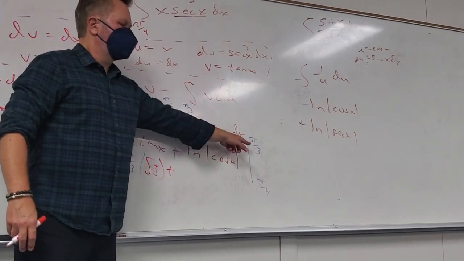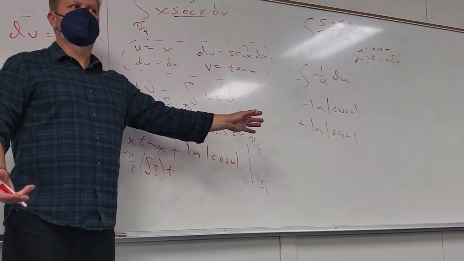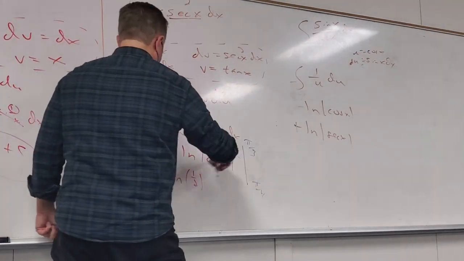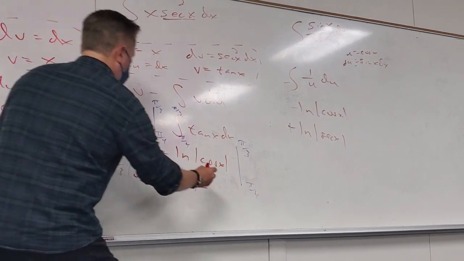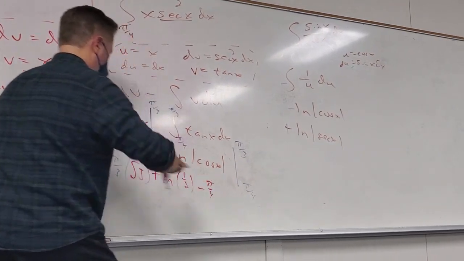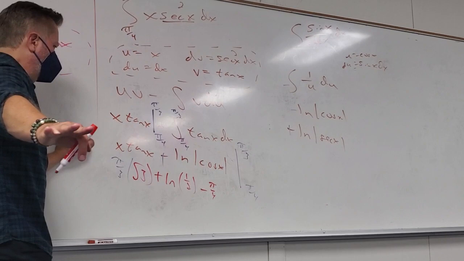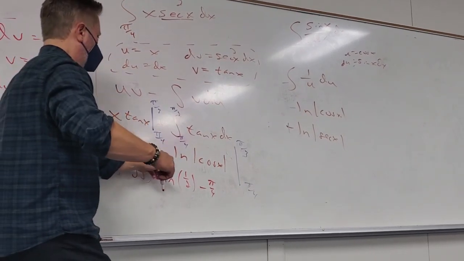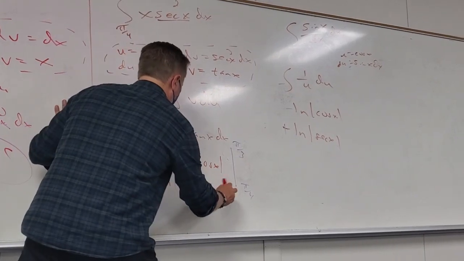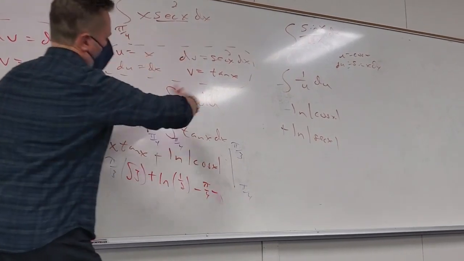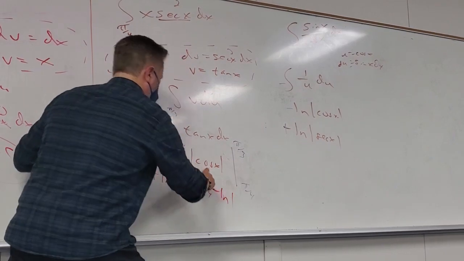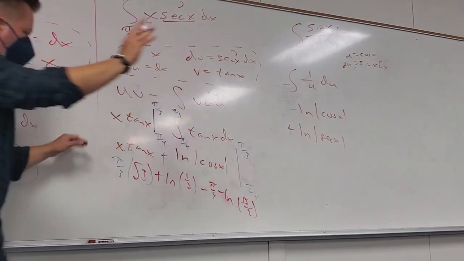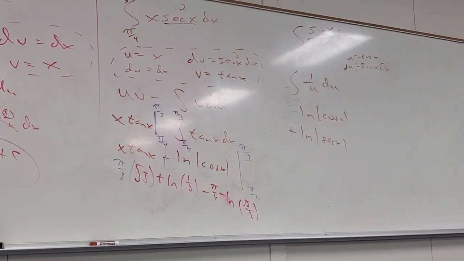So what's the cosine of pi over 3? 1/2. So you get the natural log of 1/2. And then you come back, minus pi over 4. Tangent of pi over 4 is easy. Tangent of pi over 4 is 1, minus, because it's minus for the second part, cosine of pi over 4? Root 2 over 2. And that's good enough. Good enough for government work.